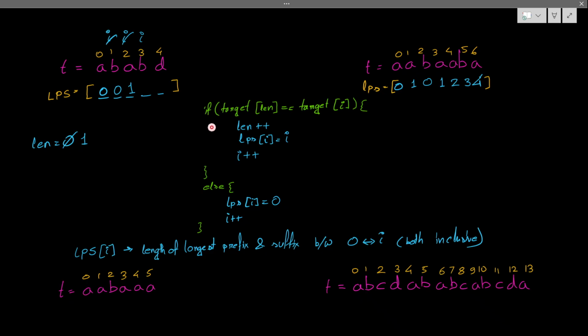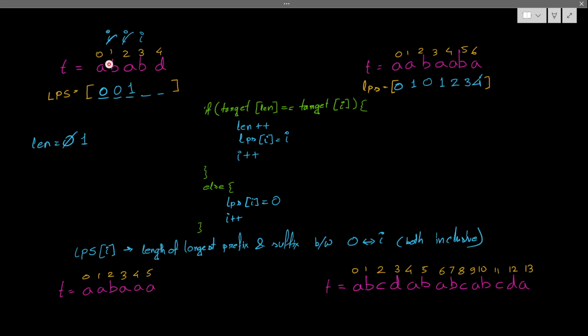So that's the reason I am comparing target of length. Again, why target of length? Length is right now storing the length of the longest common prefix and suffix at the current position I, meaning from 0 to before this ith index. If length is 1, that means one character is matching, which is nothing but the 0th character. Correct, the 0th character is matching.